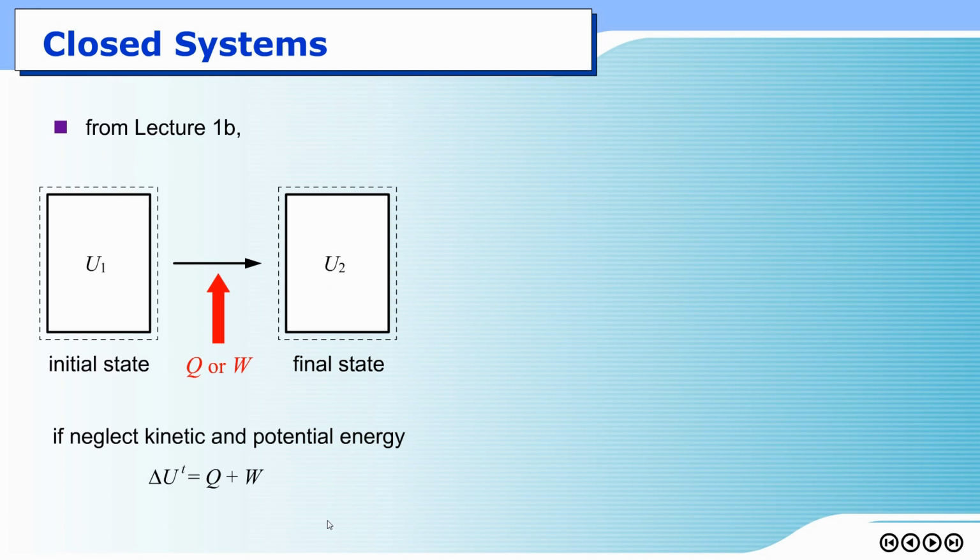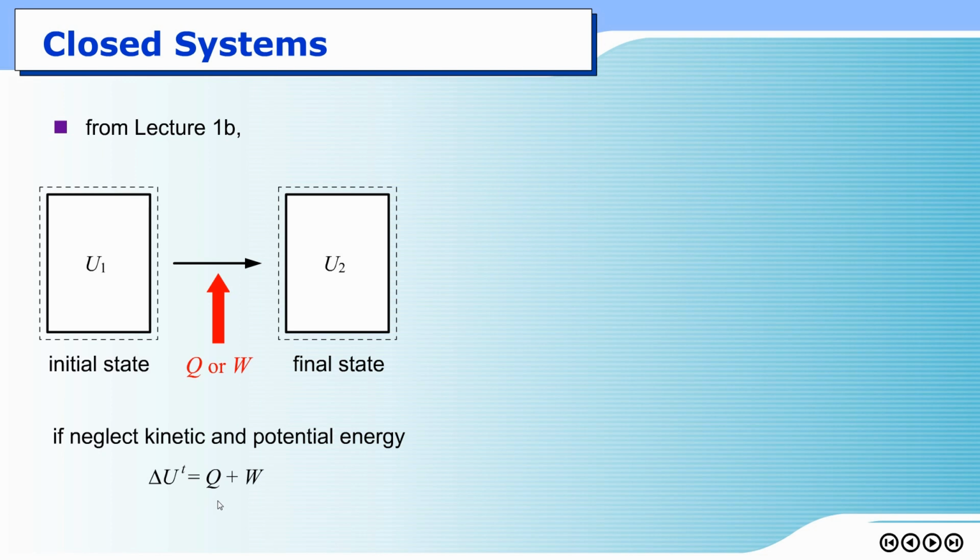If we neglect the kinetic and potential energy of the system, with the assumption that our system does not move, the kinetic energy change and potential energy change remain 0, and we can drop these two terms from the first law. We will end up with delta U total of the whole system equal to the energy transfer as heat or work into the system.